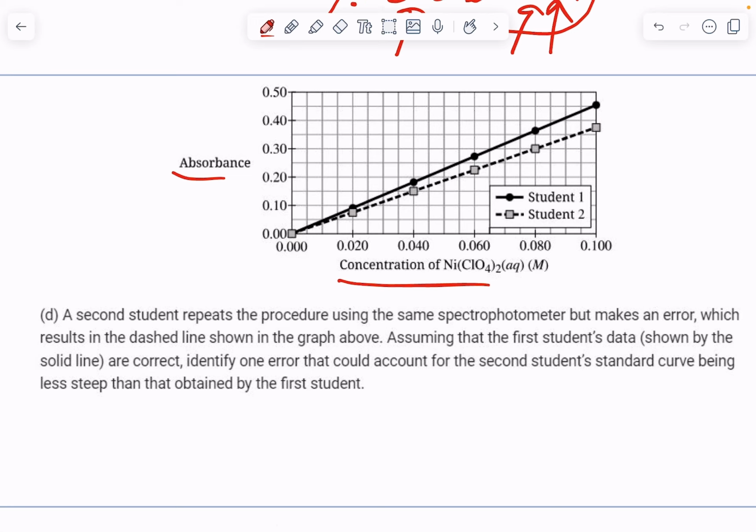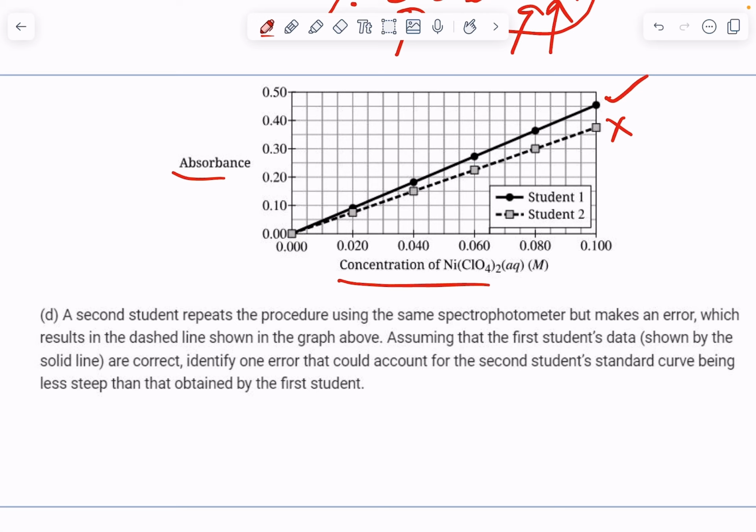All right, last one, we have another absorbance versus concentration graph, just like the one above. A second student repeats the procedure using the same spectrophotometer, but makes an error, which results in a dashed line in the graph above. Assuming the first student's data shown above and the solid line are correct, identify one error that could account for the second student's standard curve being less steep than the first student's. So we'll notice that the solid line is the good line, and this dashed line is wrong. There was an error, and we're trying to figure out what possible error resulted in this.